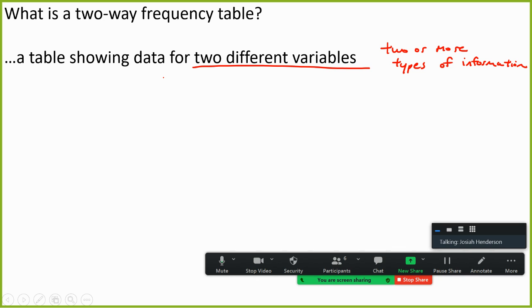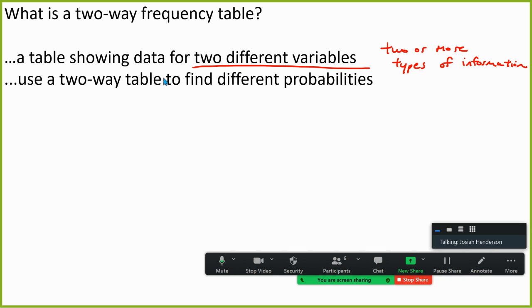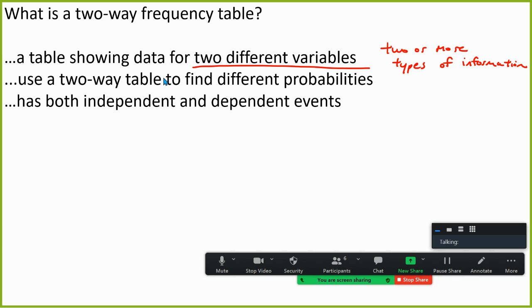So we're going to have to examine and be able to tell the difference between these two variables. We can use a two-way frequency table to find different probabilities. And this is important too. The two-way frequency table will have independent and dependent information for different types of events. So some of the information is dependent on each other and some isn't.